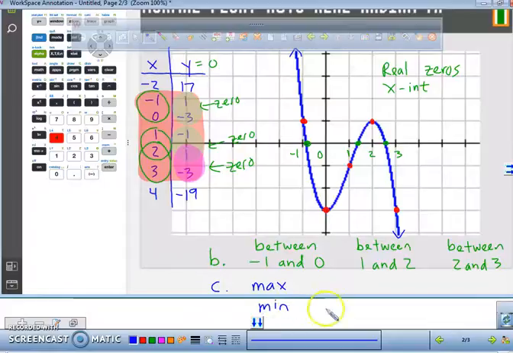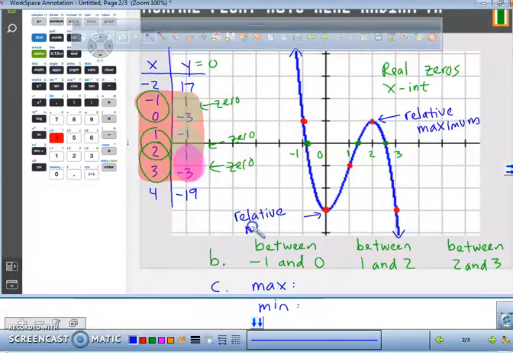Now, the last thing we're going to talk about. You'll look at your paper, it says max and min. Max is short for maximum, min is short for minimum. Right here, in your journal, put a little arrow here. I want you to call this the relative maximum. It's not considered to be the absolute maximum because this graph goes up forever.